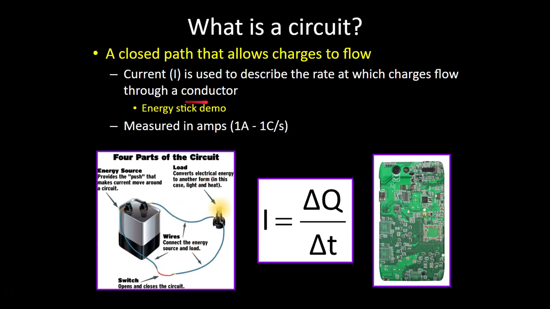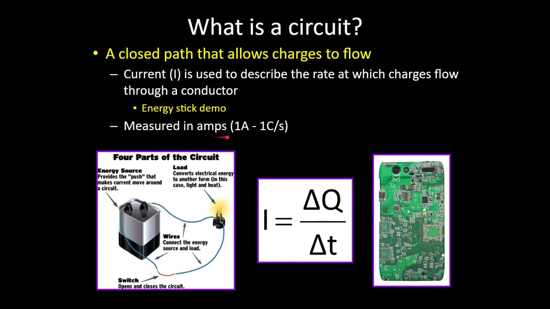And how we describe the flow of the charges is this thing we call current, and it's just the rate at which charges flow. So I, current, down here is just the change in charge over time. And then over here is just a simple circuit. This is a circuit for a cell phone. It's a lot more complex, but the whole idea is still the same. There's a closed path, and then it does whatever it needs to do.